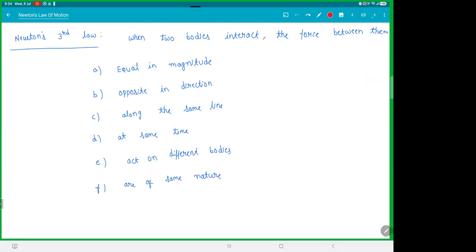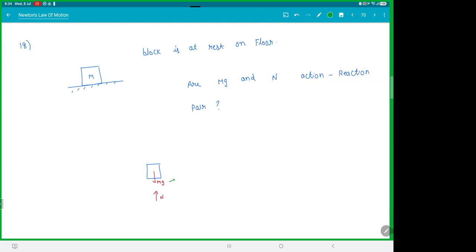They're also of different nature. mg is gravitation. N is electromagnetic. How can a gravitational force create a pair with an electromagnetic force? N and mg are not a pair. Then where is the pair of forces? If these are not a pair, then the pair should come somewhere.